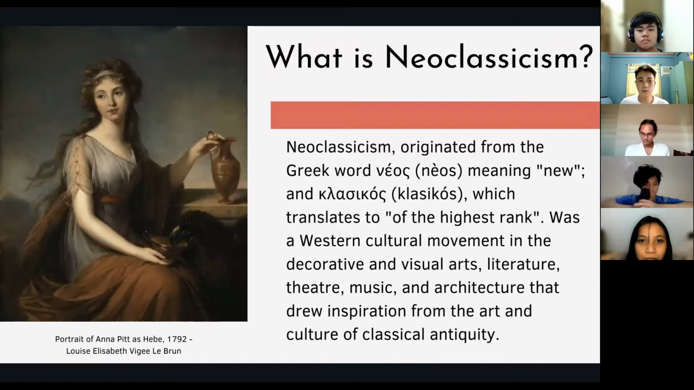Neoclassicism comes from the Greek words neos, which means new, and klassikios, which translates to of the highest rank. Neoclassicism in art is an aesthetic attitude based on the art of Greece and Rome in antiquity, which invokes harmony, clarity, restraint, universality, and idealism.